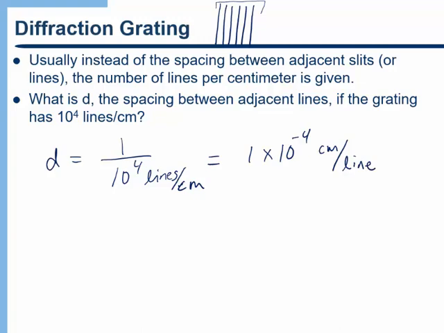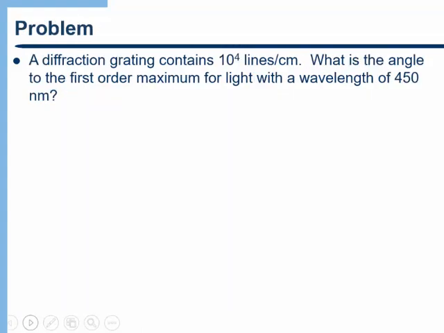Now remember, when we use d in the interference formula or the diffraction grating formula, we always want it to be in meters. So d would be 1 times 10 to the negative 6th meters. And we can just drop the line at that point, because that's the space between adjacent lines, and that's what d is. Why don't you go ahead and try out this problem? You might pause the video.